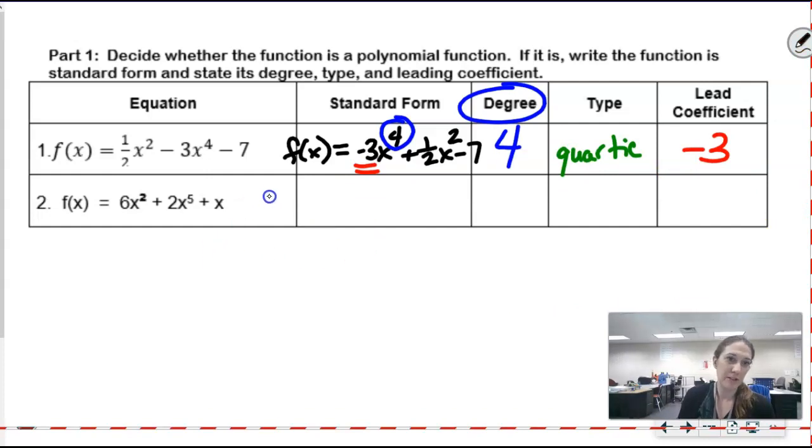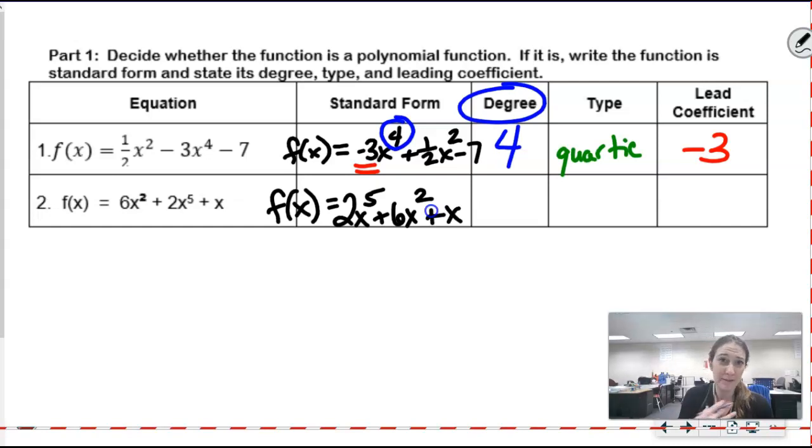So this next question, it's not in standard form yet, it's still called f of x, but the first term that we would write in standard form would be 2x to the fifth. And then we have plus 6x squared. And then plus x. Again, there's a lot of terms that are missing for standard form.